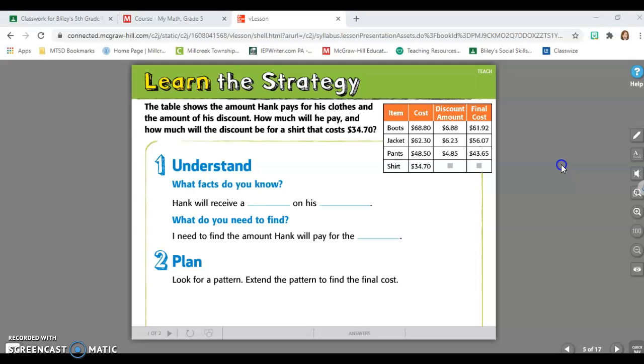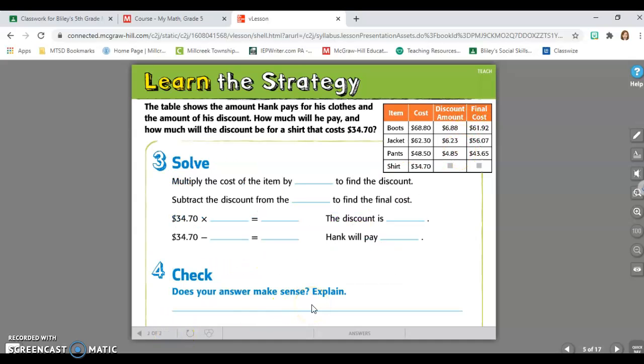So what facts do we know? Hank will receive a discount on his purchase. We need to find out how much he will pay for the shirt. As we can tell when we're looking at the table, these boxes are showing that we need to solve how much he will pay. So we need to look at the discount, the cost, and the final cost to see what our pattern will be. So we know we need to find how much the shirt costs, and we know that it will be a discounted price, and we need to find our pattern.